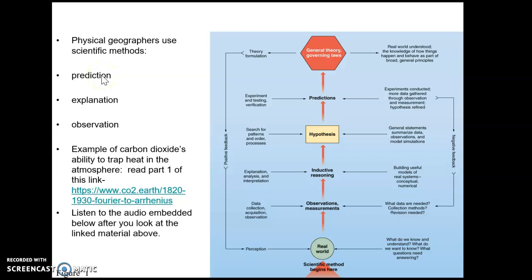And then we need to go back to the drawing board sometimes when we realize that we have not understood the system that we were examining very well. Okay, and so, in this example here, if you look right here, the example of carbon dioxide's ability to trap heat in the atmosphere.